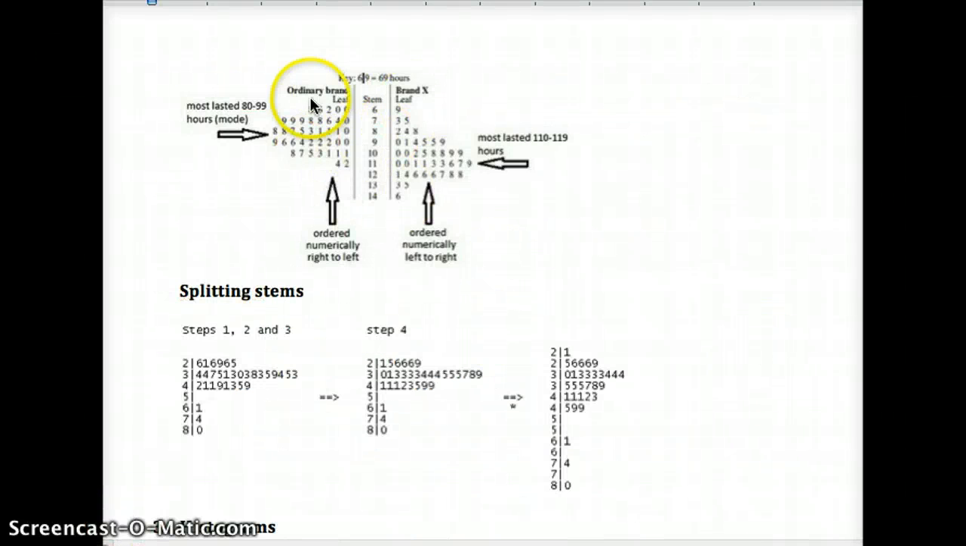Here's an example of back-to-back stem plots. If we're comparing two sets of data, you can have one go from 0 be closest to the stem, the leaves go in numerical order to the left, from right to left on our first data set and from left to right here, so we can compare these two data sets. If you'd like to look more at this, please pause and take a look over it or look at it in the outline. We're going to move on to histogram.